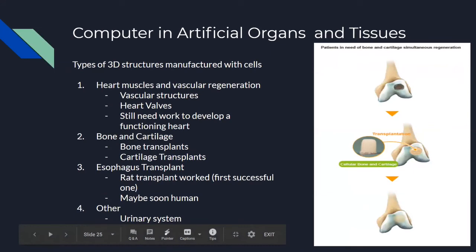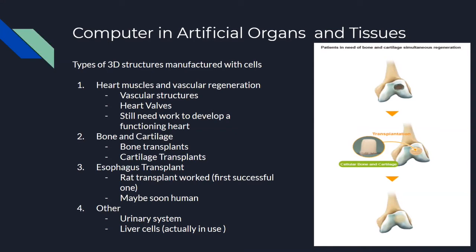Here are the type of structures that they have worked on or are working on. Number one is heart muscles and vascular regeneration. They have come up with tubule-like structures that act like vessels that can resist up to 5 times normal human blood pressure and are flexible enough to expand and contract. With this, they can basically replace any veins or arteries that people might have problems with in the future.